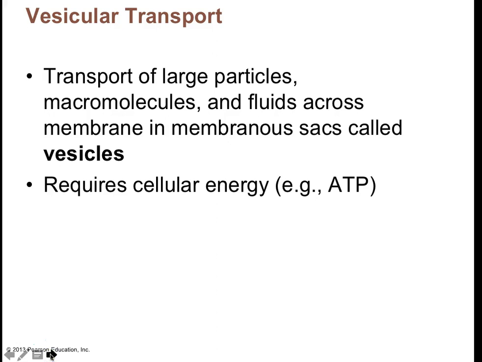But vesicular transport, love that word. So here, what you're talking about is moving whole sheets of plasma membrane. And there are a number of processes that some cells in the body need to do this. Again, not every cell in the body needs to do this.